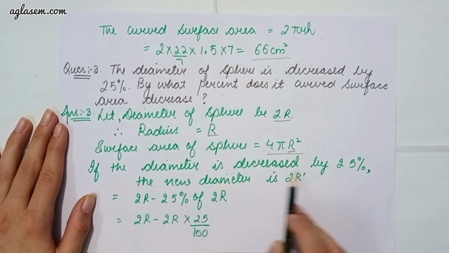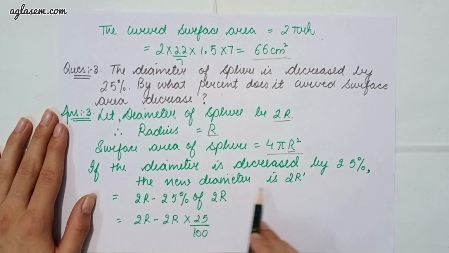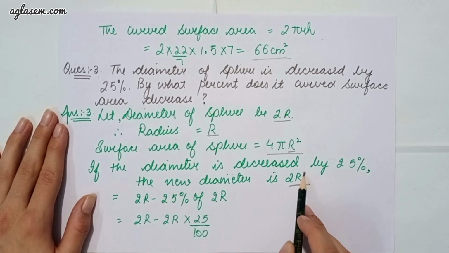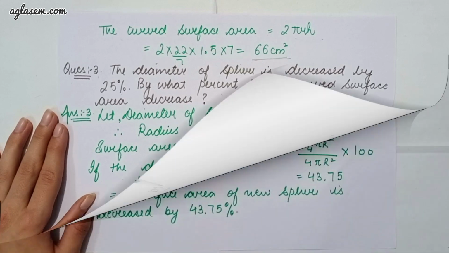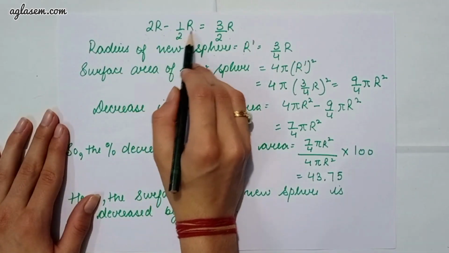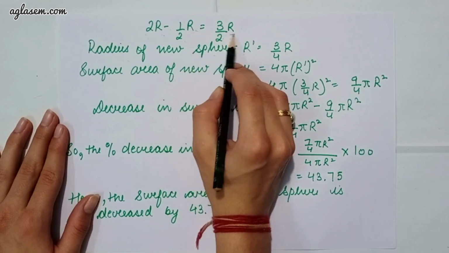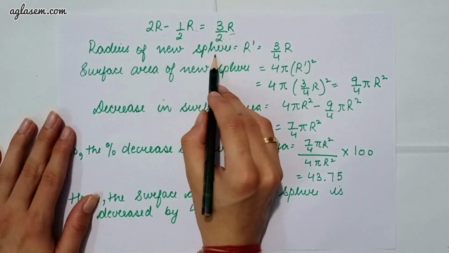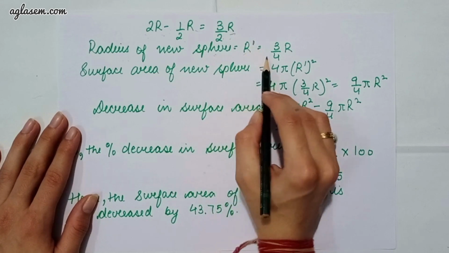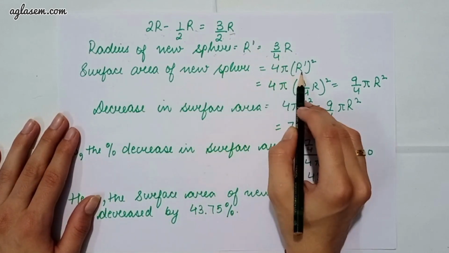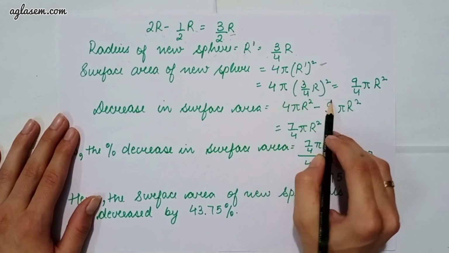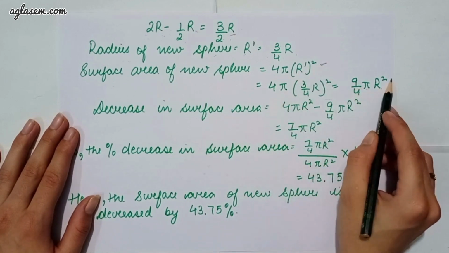If the diameter is decreased by 25%, the new diameter is 2R dash. So 2 capital R minus 25% of 2 capital R will give you 2R minus 1 by 2 R, which will give you 3 by 2 capital R. So the radius of the new sphere, that is R dash, equals 3 by 4 R. The surface area of the new sphere is 4 pi R dash square. Applying the value, we will get 9 by 4 pi R square.